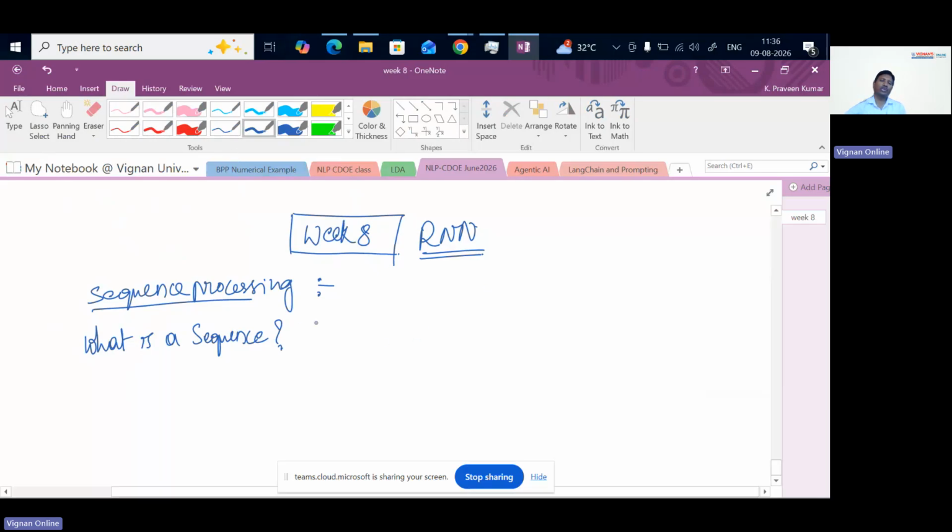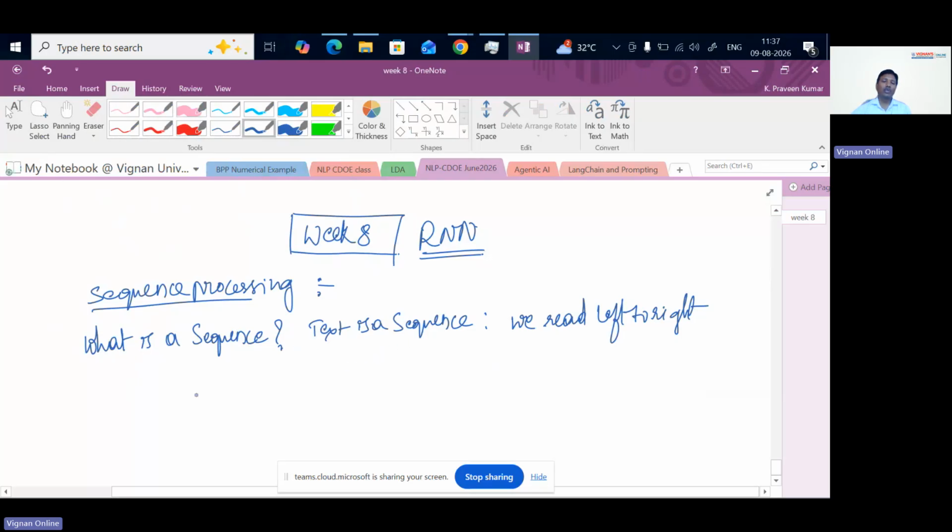A sequence is usually, text is a sequence. We need to understand it. Text is a sequence, right? How is this a sequence? We read left to right. So text is a sequence even now. From left to right we are reading it and we are understanding.